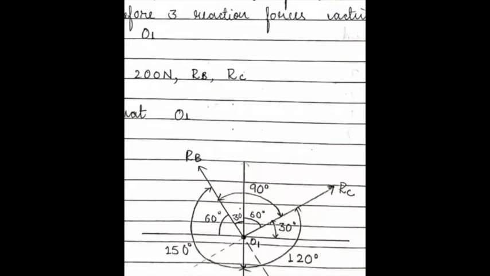Already divided. Kindly apply Lami's theorem. Lami's theorem states that each force divided by the sine of the angle between the other two is constant. The answer for RC is 100 Newton. The answer for RB is 173 Newtons. Is it correct? Hope so. I have written everything. You only need to substitute.